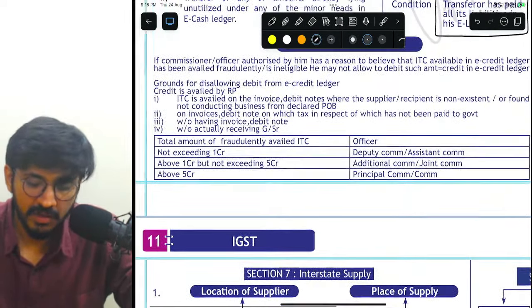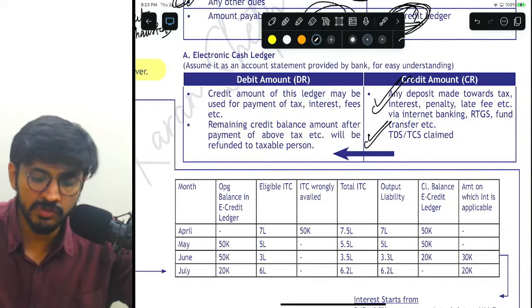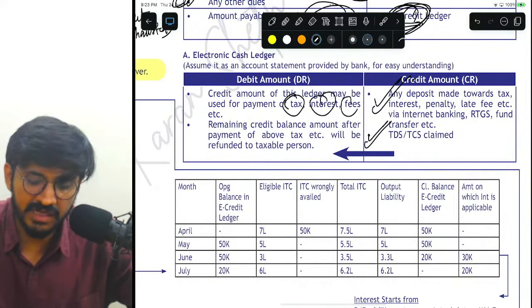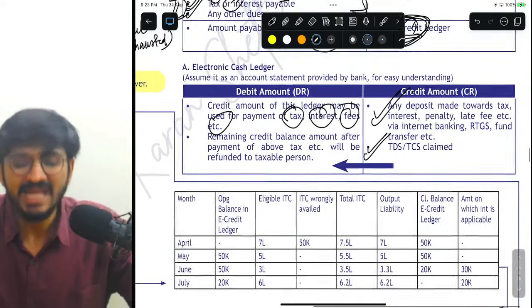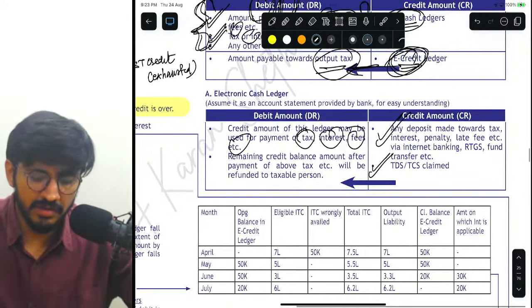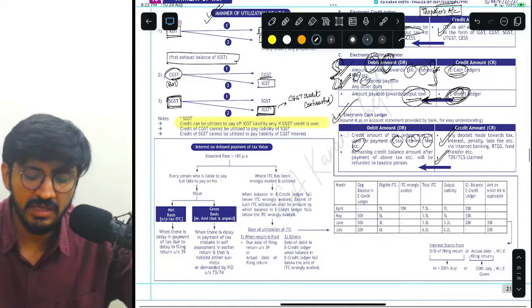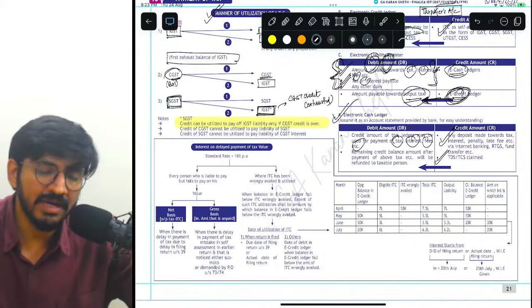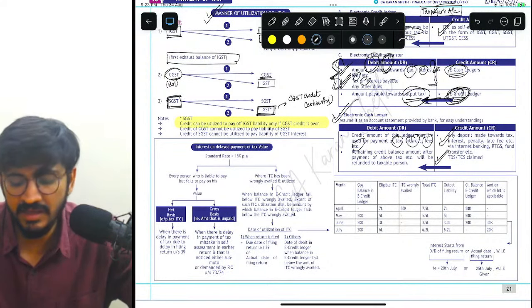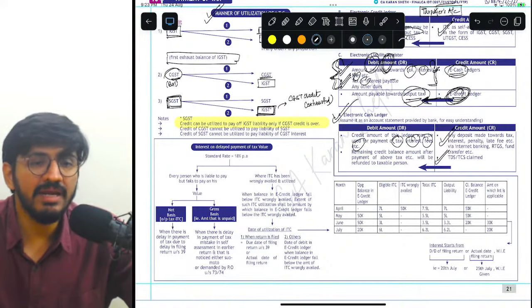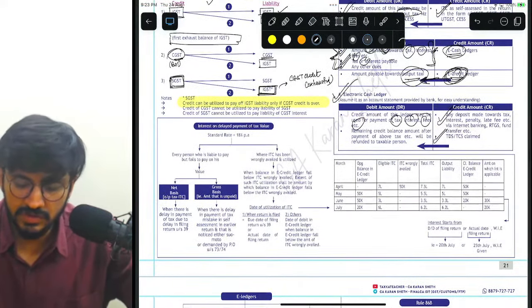That was an amount that I deserved, but they have deducted and paid, and then it will directly be shown in my e-cash ledger. And how will the e-cash ledger be reduced? Obviously, it will be used to knock off tax, interest, late fee, penalty. Is that very clear, my dear friends? Yes, sir. Perfect. So that is all the three: e-cash, e-credit, e-liability ledger.